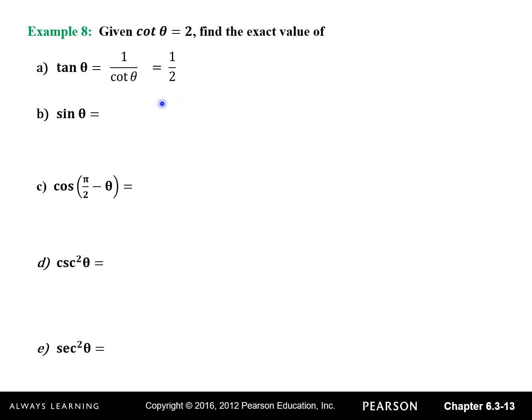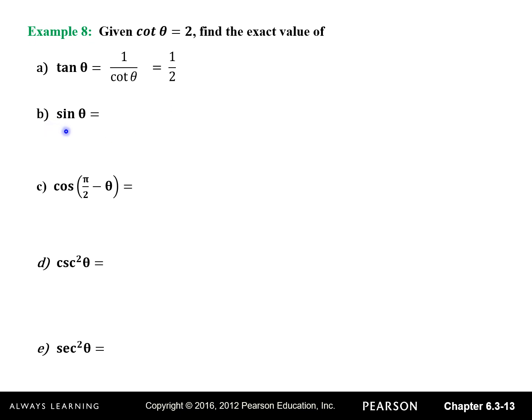So 1/2 is the value of the tangent theta. Or you can directly say that tangent theta is the reciprocal of cotangent, so you would just get the reciprocal of 2, which is equal to 1/2. So that's for the tangent theta.